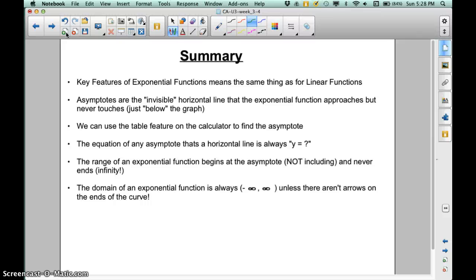The domain, also on a general graph, not in an applied problem, is also going to be negative infinity to positive infinity, just like a linear function. Unless there aren't arrows on the ends, it keeps going.